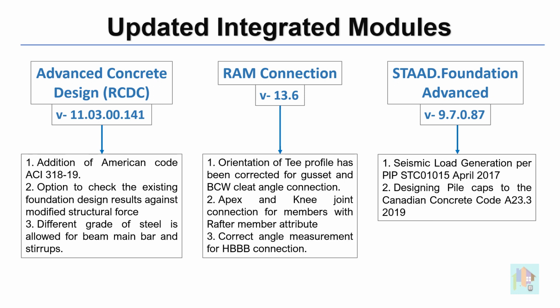For the integrated connection design module, a few problems have been fixed. The orientation of a T-section has been updated to align it correctly with the gusset plate and cleat angle for brace and BCW connection. For apex or knee joint connection, the rafter attribute is required, and the measurement of angle for horizontal beam-beam brace connection has been enhanced.